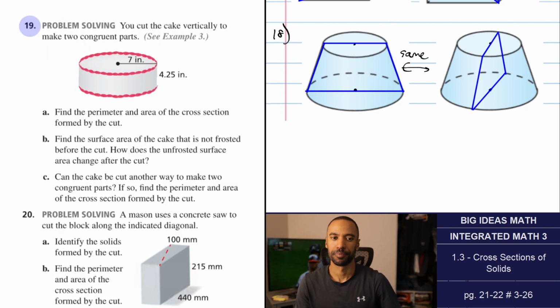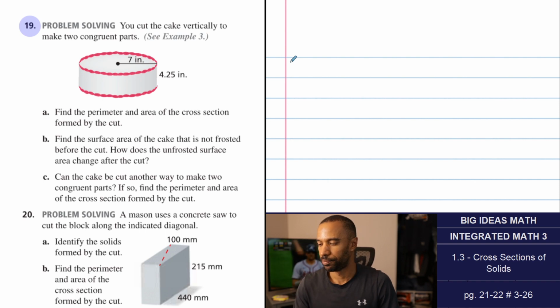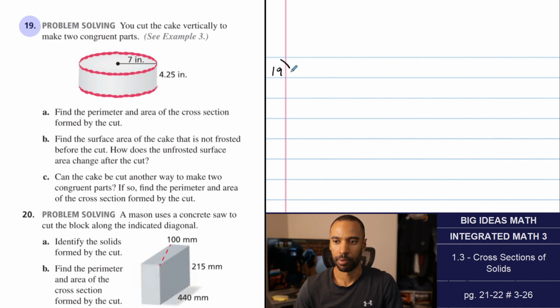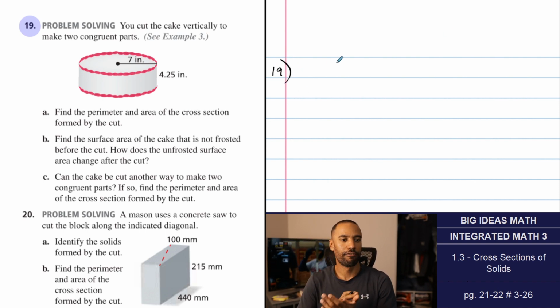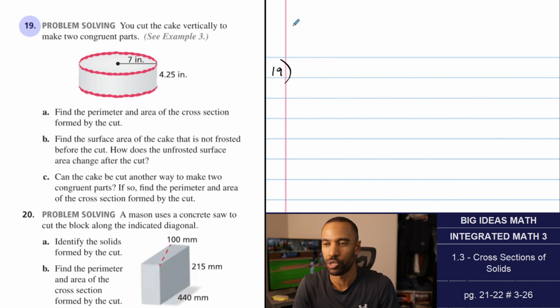All right, let's keep moving forward. Number 19. Okay, a little bit more word problem-esque. You cut the cake vertically to make two congruent parts. Find the perimeter and area of the cross-section formed by the cut.